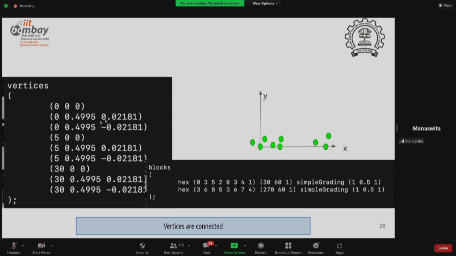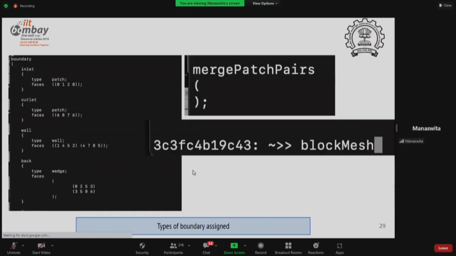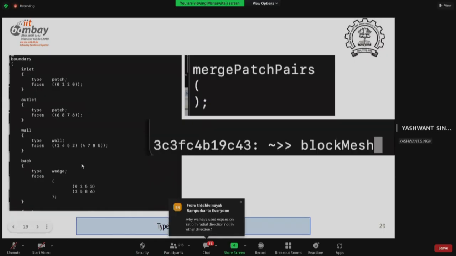So these are the vertices. This is how we have created the vertices. And then this hex mesh is created, where the vertices are joined to create the surfaces. The number of grids in each block is specified in each direction, and what kind of grading is required is specified here. Once this is done, the boundaries are assigned. And this is how we created the wedge-shaped mesh in OpenFOAM. Okay, ma'am. Can you share this file, ma'am? I will. Okay. Thank you, ma'am.